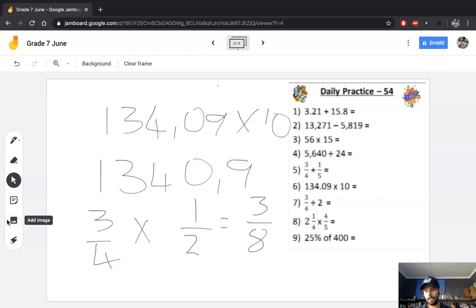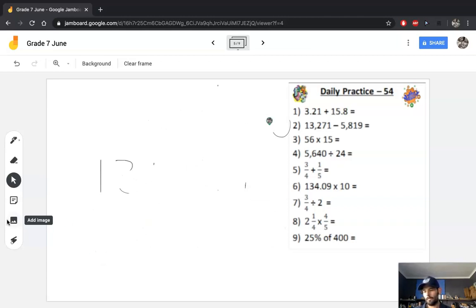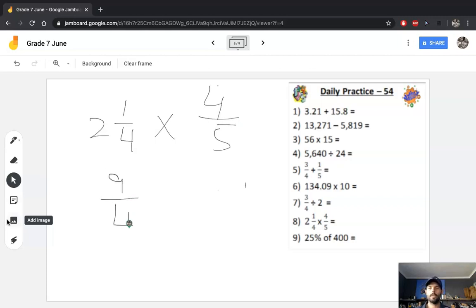Question 8 is the multiplication of a mixed numeral. So that's a whole number and a fraction together, and that's going to be 2 1/4. And I need to multiply that by 4/5. So I'm going to convert to an improper fraction. That's 9/4. So 2 times 4 is 8, plus the 1 is 9, and I keep the original denominator.